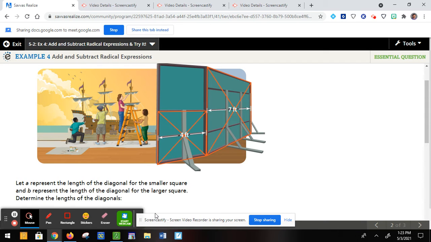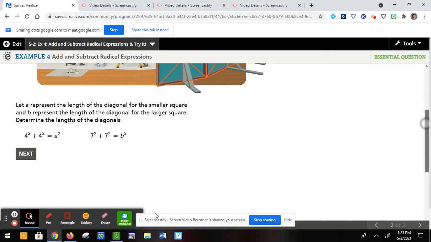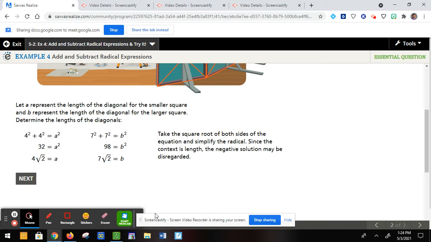All right, so let A represent the length of the diagonal for the smaller square, and B represent the length of the diagonal for the larger square. Determine the lengths of the diagonals. So you got 4 squared plus 4 squared equals A squared, and 7 squared plus 7 squared equals B squared. So then in that case, 32 equals A squared and 98 equals B squared. When you solve for A and B, you get 4 square root 2 for A and 7 square root 2 for B.